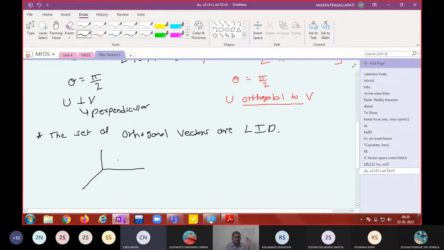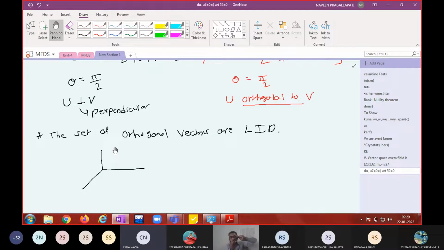Any three non-coplanar vectors are going to be linearly independent. So these three vectors are non-coplanar, therefore they are linearly independent. Here they are also orthogonal, so these are all orthogonal as well as linearly independent. But I can have two vectors like this, but there is an angle.